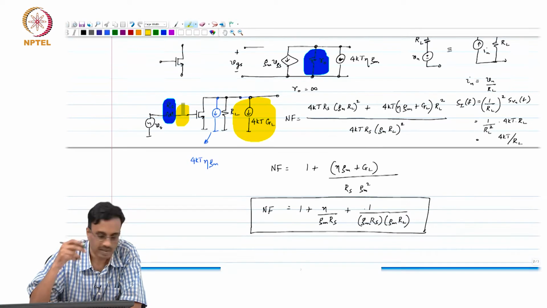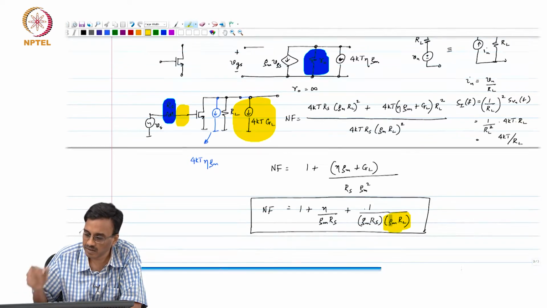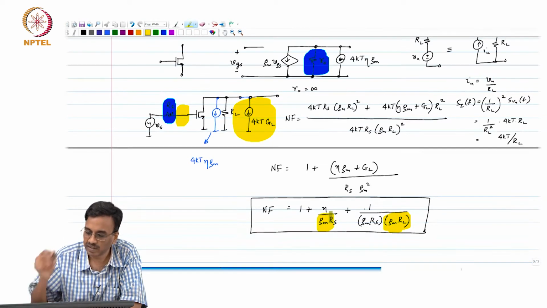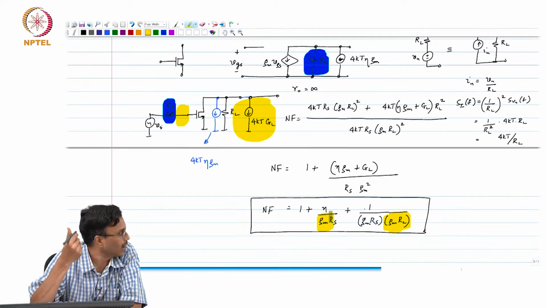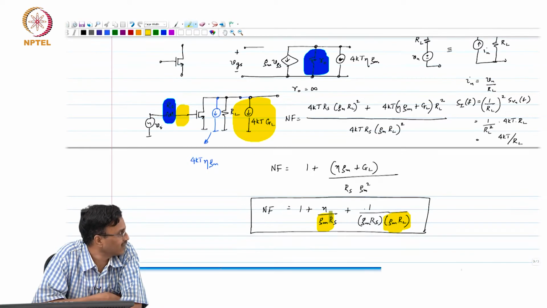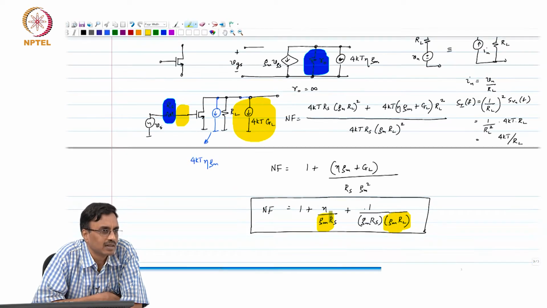Okay. So, you can see that the noise added by the load resistor RL is a lot less important than the noise added by the transistor, because if you choose a large gain, GM RL is a large number. Basically, the noise current added by the load resistor is much smaller than the noise current added by the transistor itself.